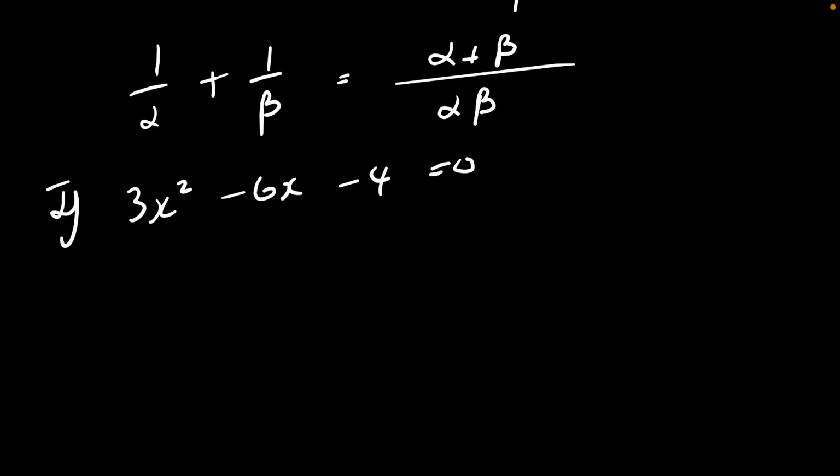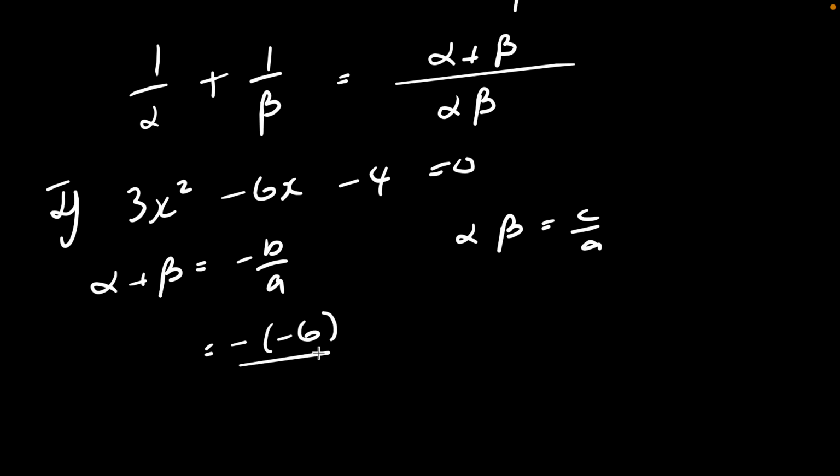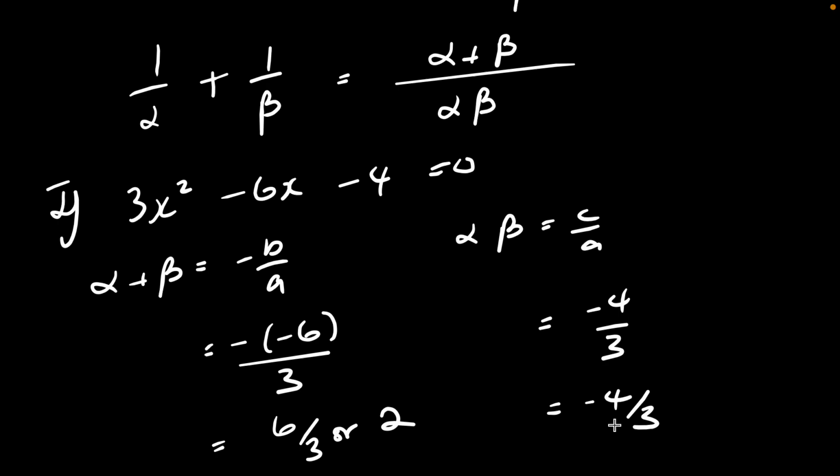Now, what is sum of roots? Sum of roots, as I said before, is negative b over a. Product of roots is just going to be c over a. What's b? Well, b is negative 6. So this is negative 6 over 3. And c would be negative 4 over 3. So what do we end up with? Negative times negative, positive 6 over 3, or just 2. And over here we have negative 4 over 3.